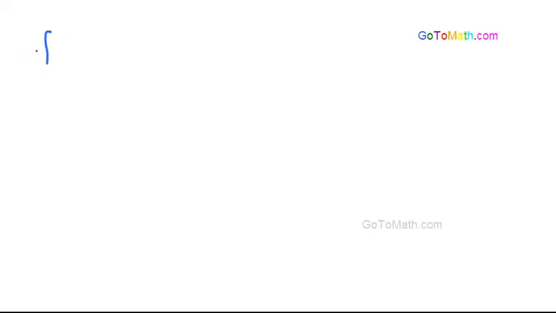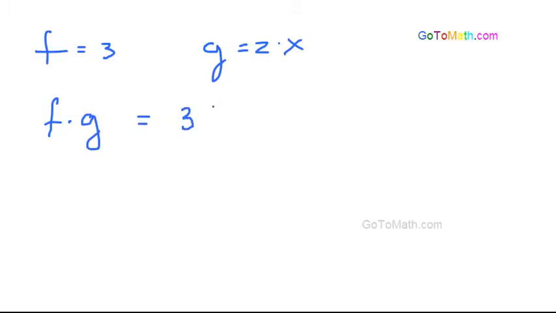So we said that f is equal to 3 and g is equal to 2x. Okay, and we want to find f times g. So that's just simply 3 times, and we'll put a parentheses around this 2x here. It's not necessary, but we did it anyway. So 3 times 2 is 6x. So that's it. So f times g is equal to 6x.